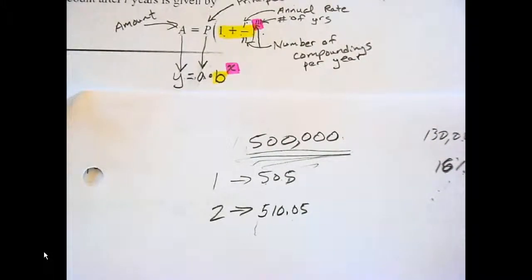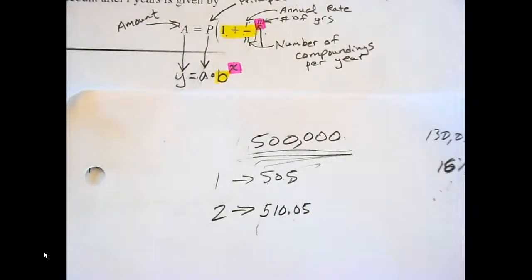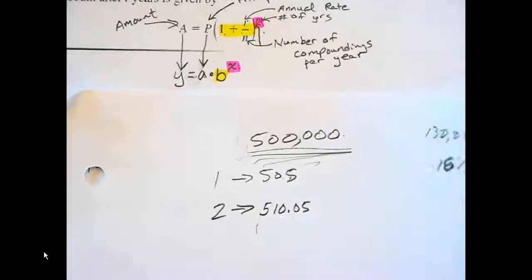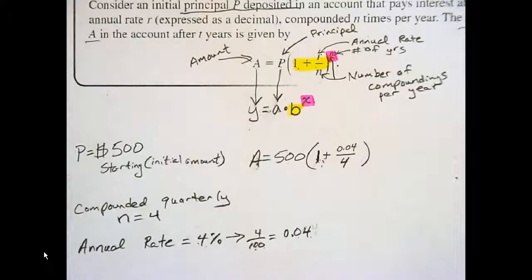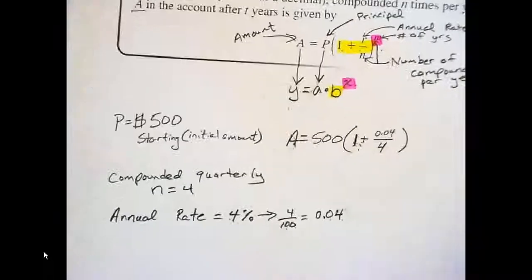That's compounding interest. By the way, that's how credit cards work also. That's why you want to avoid credit card debt if you can, because that's how you end up owing more as well. That's an investment for the credit card company, is getting you to owe.